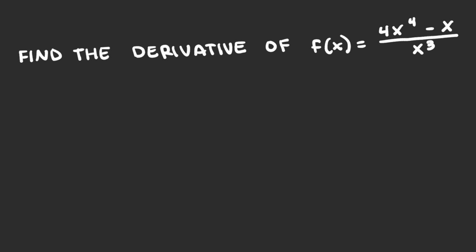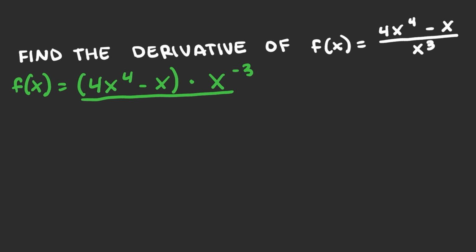Next, let's solve for the derivative of f of x equals 4x to the 4th power minus x over x cubed. I've said this many times already, but fractions are not easy to work with, so let's rewrite the notation. That's going to be our first step. So this would look like f of x equals 4x to the 4th power minus x times x to the power of negative 3. So remember, this right here is equivalent to our original function. I just rewrote it so that we don't have to deal with fractions.